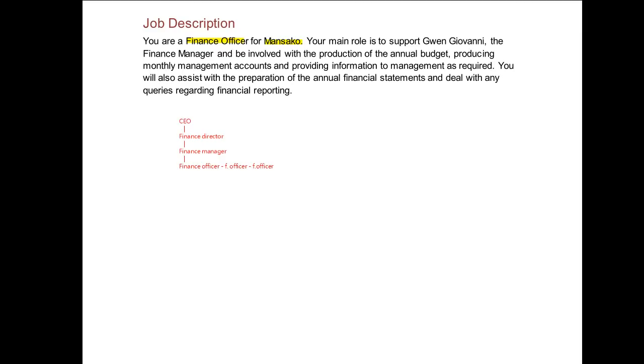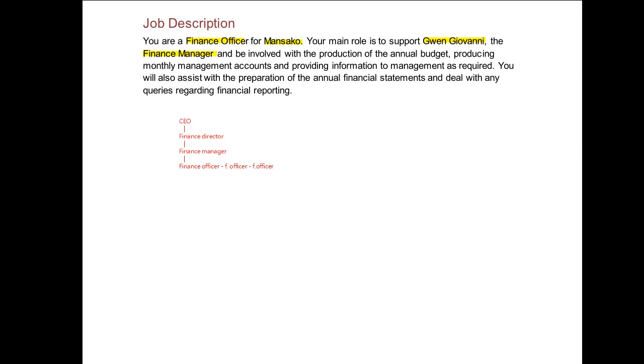So your main role, as it says in the next sentence, is to support Gwen Giovanni. Okay, so this is your finance manager who will be your direct superior. So it's worth taking note of that name. It might be that you need to use it. Since your main role is to support Gwen, it's worthwhile learning that name and thinking of her as a first point of contact for any issues within the exam. You might get questions from anyone in the company, but it's more likely they'll be coming through Gwen.